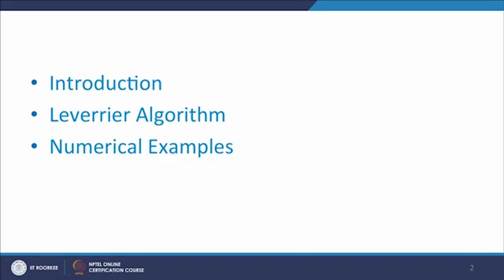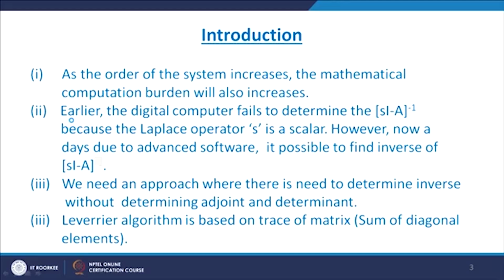We will start with the second part of getting a transfer function from a state space model. Introduction, Leverrier algorithm, numerical examples. In the previous part we have seen that in order to get the transfer function from a state space model, we have to calculate the inverse, and to calculate the inverse for a higher order system is quite cumbersome. Now, here we want a method which can easily give the inverse of a given system matrix.